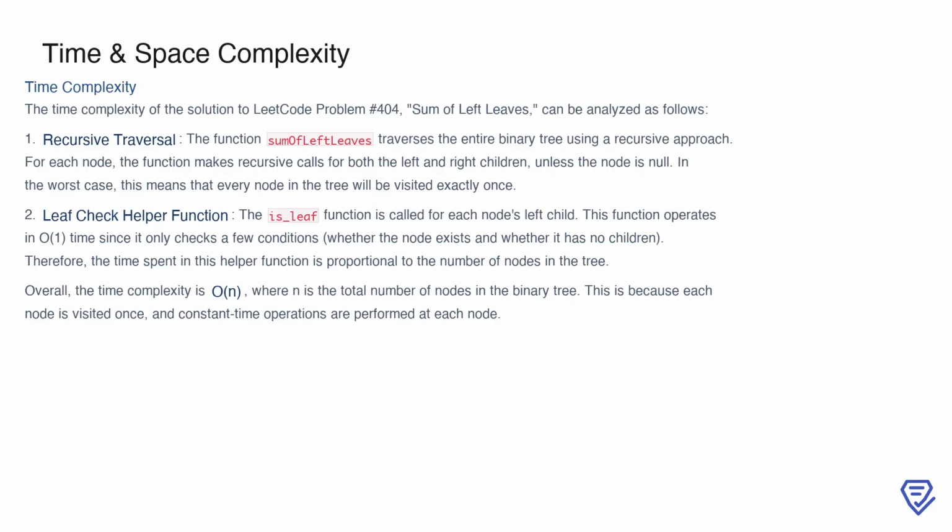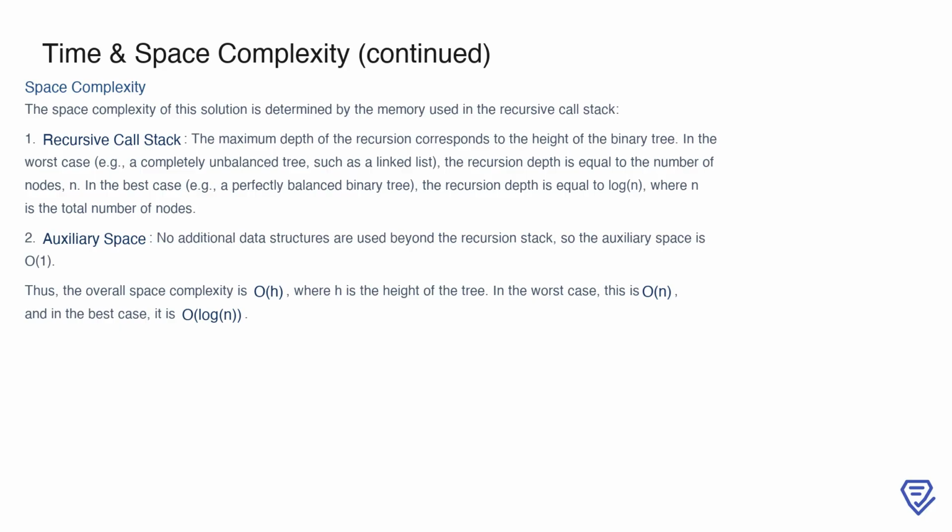The space complexity of this solution is primarily influenced by the recursive call stack. In a recursive algorithm, the depth of the stack corresponds to the height of the binary tree. In the worst-case scenario, where the tree is completely unbalanced and resembles a linked list, the recursion depth equals the total number of nodes, n, leading to a space complexity of O(n). Conversely, in the best-case scenario of a perfectly balanced binary tree, the recursion depth is proportional to the logarithm of the number of nodes, resulting in a space complexity of O(log n).